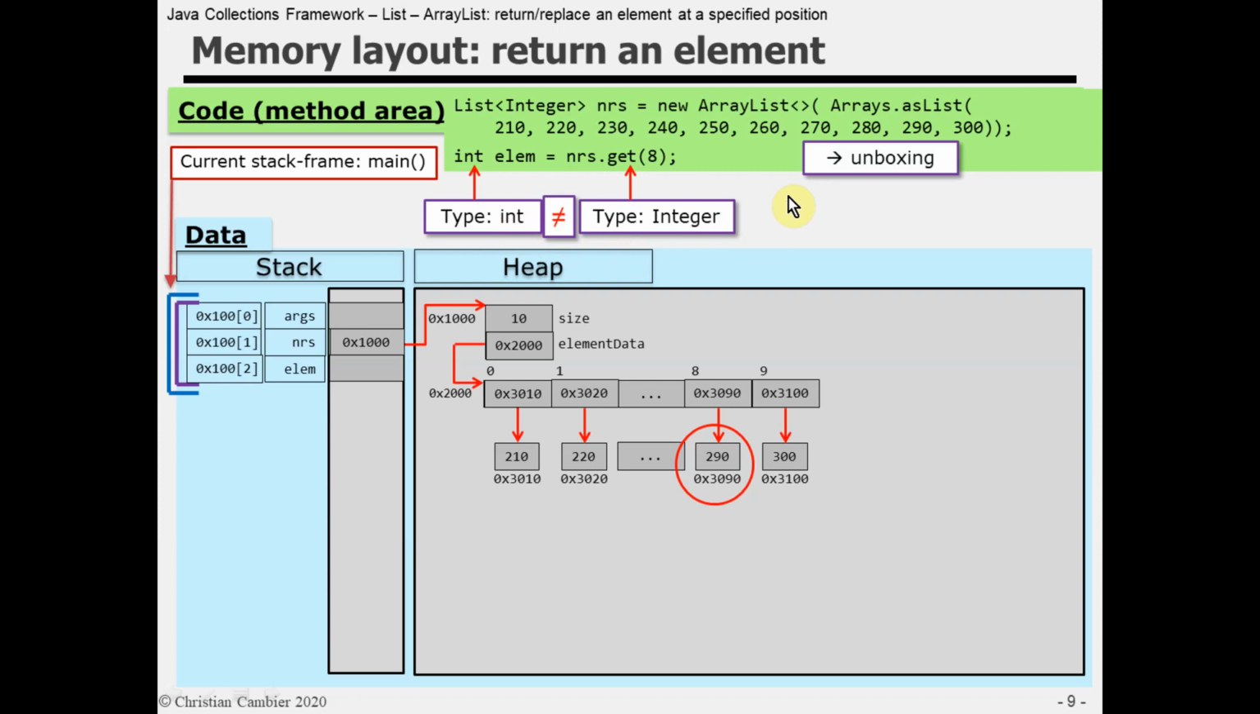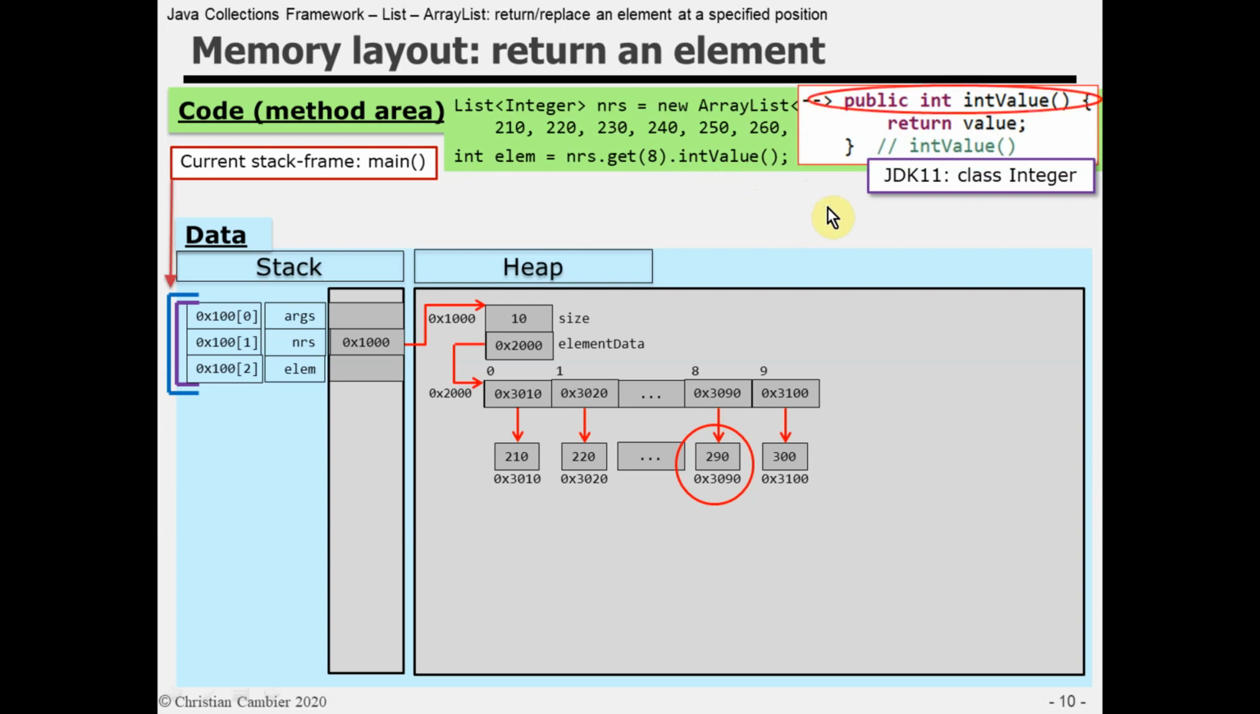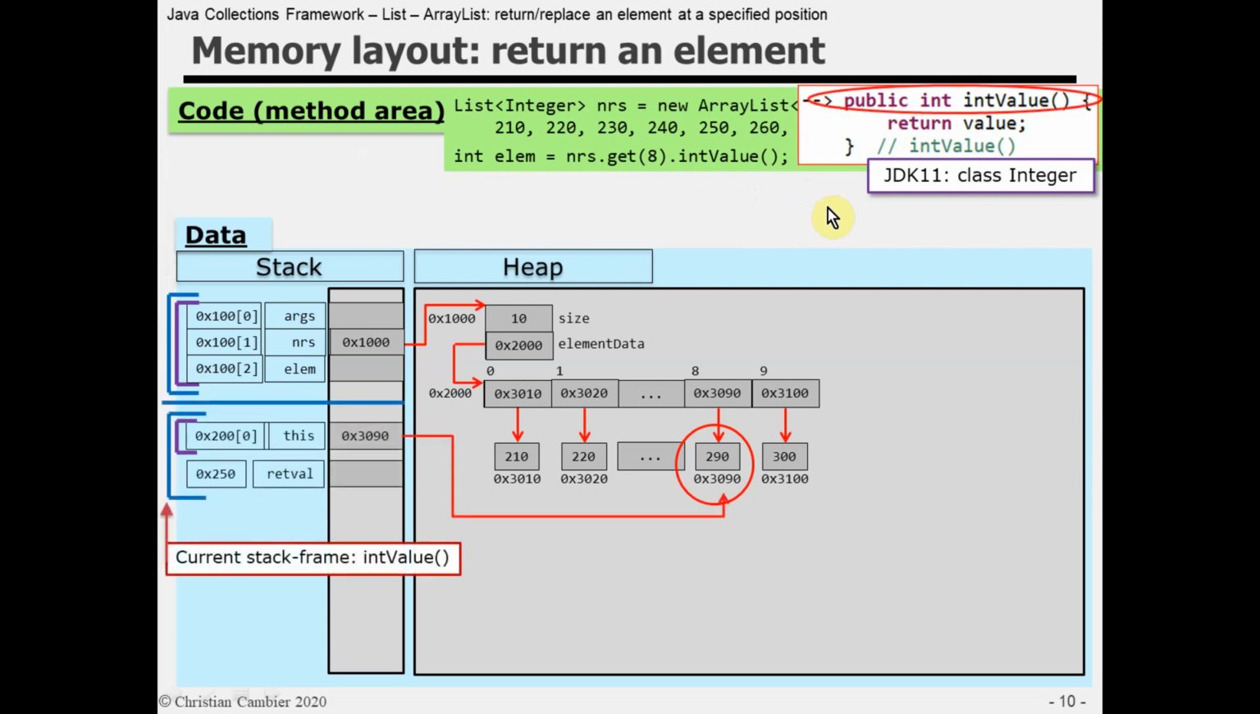The runtime performs this by automatically invoking the intValue method of the Integer class. I explicitly note it here, but in your code it can be omitted since, like I just said, it is called automatically. Okay, let's set up the stack frame for this intValue method. It's an instance method, so I have a this pointer, and the this pointer is the actual integer wrapper object. No parameters. What does this method do? Return value. And what is value? It's the 290 value that is wrapped into that integer wrapper object. And this is what we're going to return. So our return value holds the value of 290.